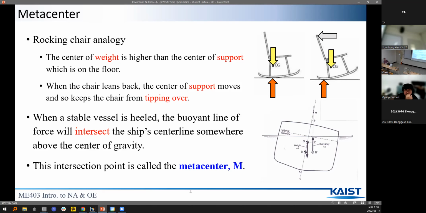So back to the vessel. When a stable vessel is heeled, the buoyant line of force will intersect the ship's center line somewhere above the center of gravity. This intersection point is called the metacenter M.